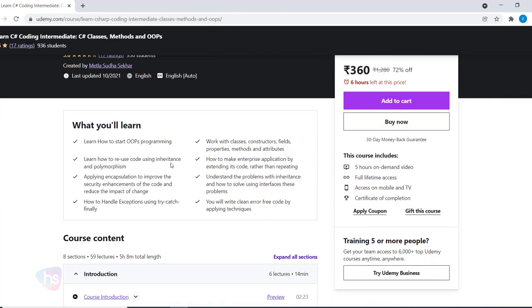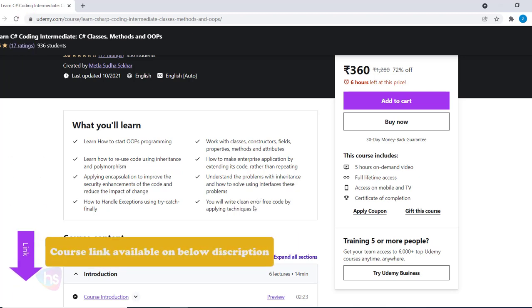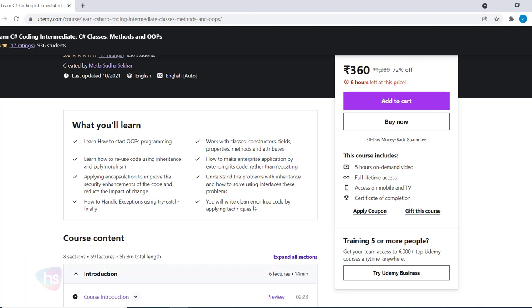particular course. So how to start OOPS programming, applying encapsulation, improving the security levels, handling exceptions, and understanding the problems with inheritance. It starts from scratch to take you to the level of understanding the concept very clearly. So what is inheritance? How would it be applied using programming technologies?